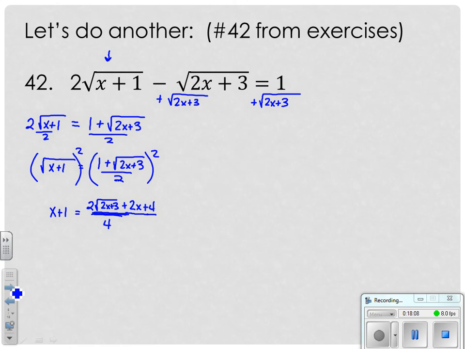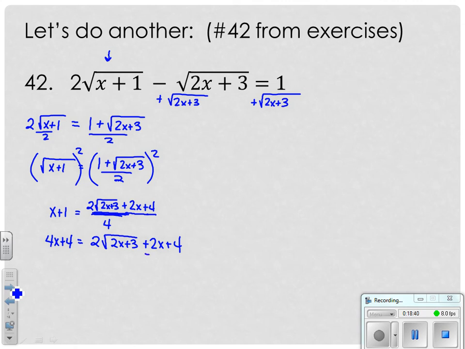Okay, so once I get there, I'm going to get rid of my denominator. If I multiply both sides by 4 right now, I'll get here. Now again, I have a radical still remaining. I'm down to 1 though. So if you shift and move everything else to the left, I'm going to be able to eventually isolate that 1 and get rid of it.